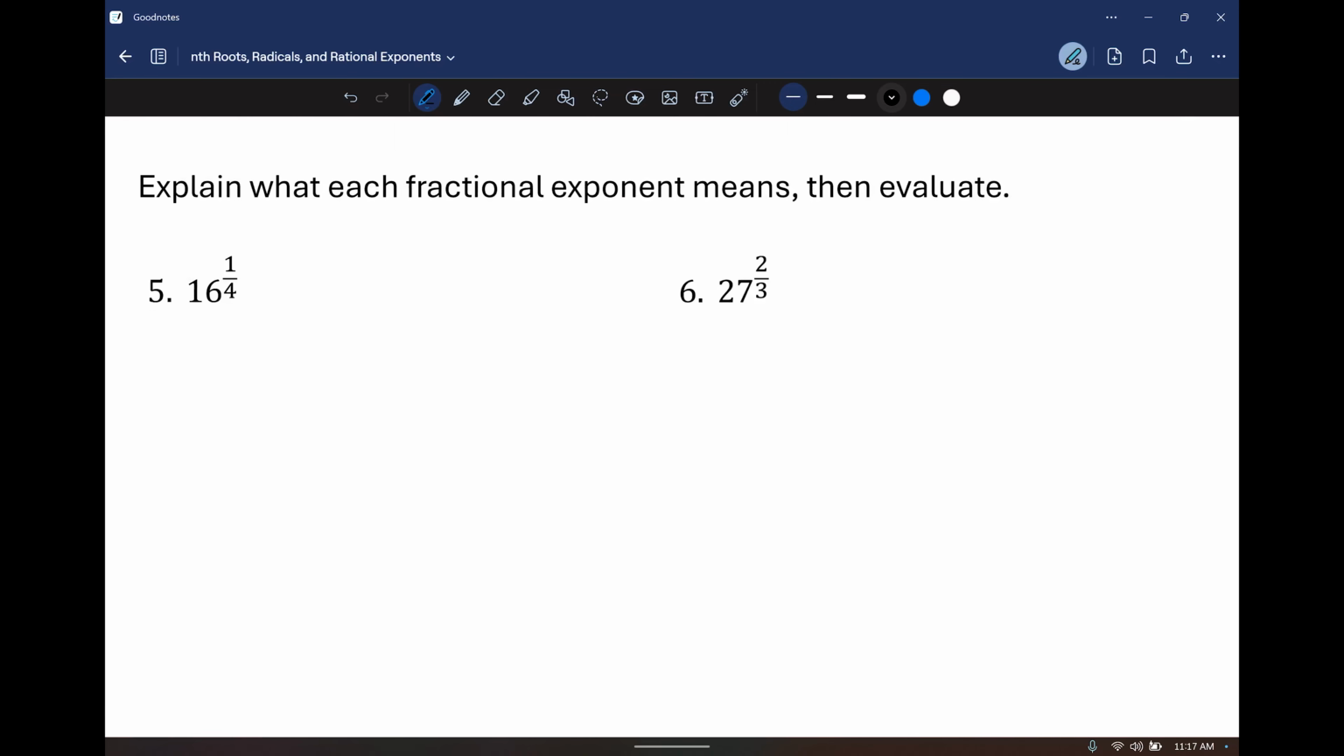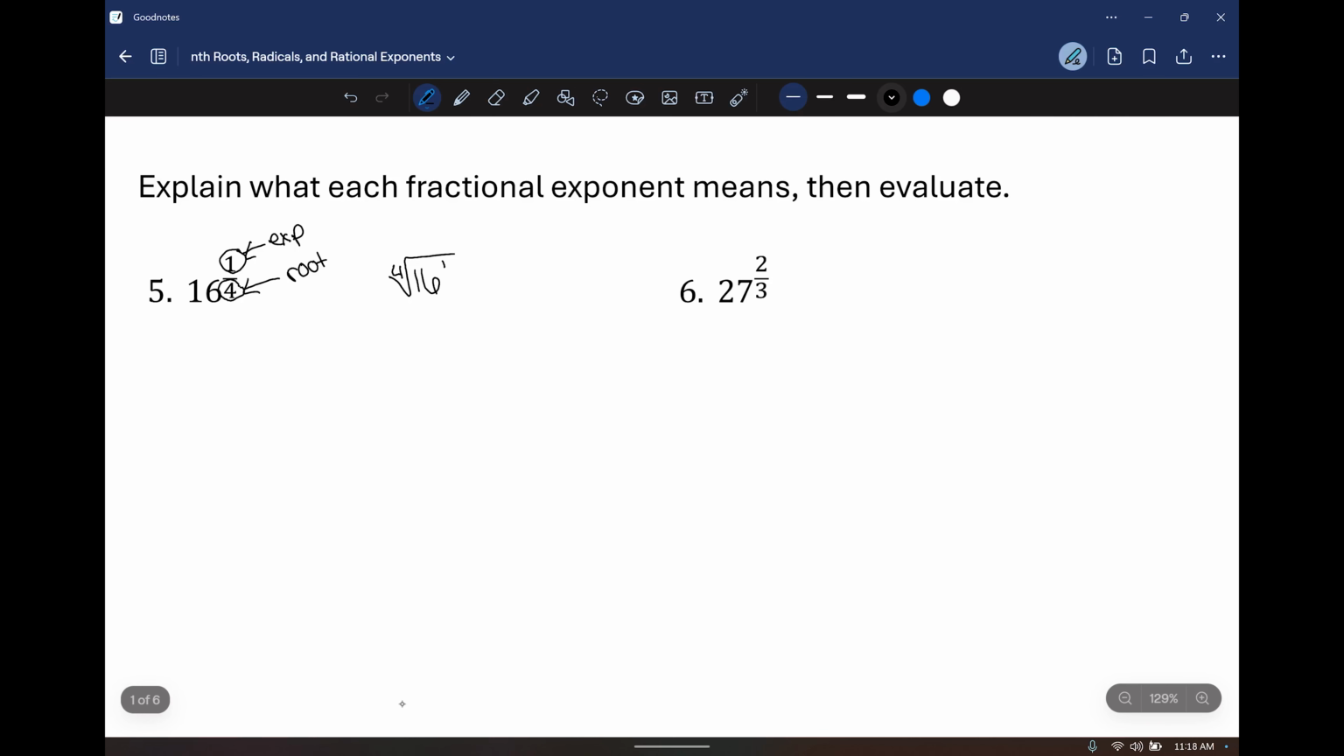Explain what each fractional exponent means, then evaluate. All right, so I know that this number on the bottom represents my root. This is my root number. So I know that this is a fourth root, okay? This number on top represents the exponent of my base. So this could be rewritten as the fourth root of 16 to the first power.